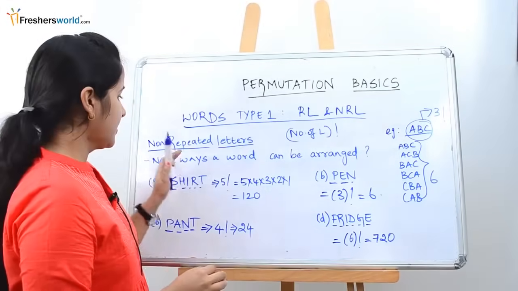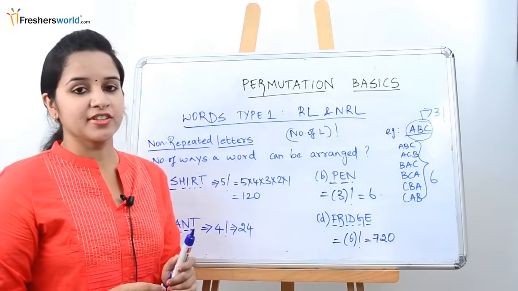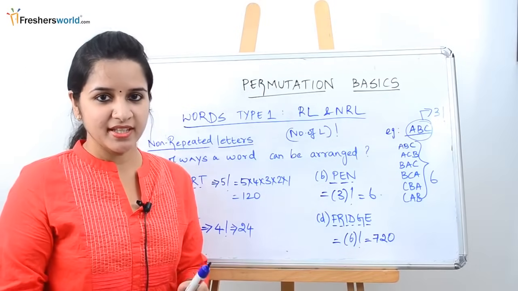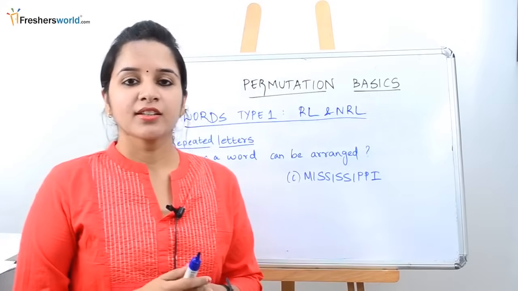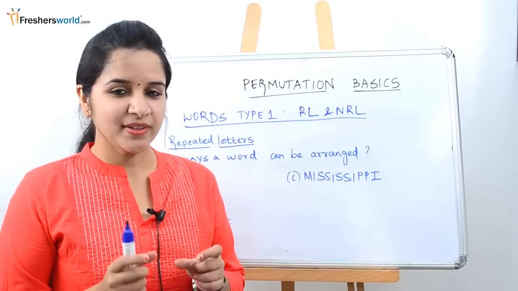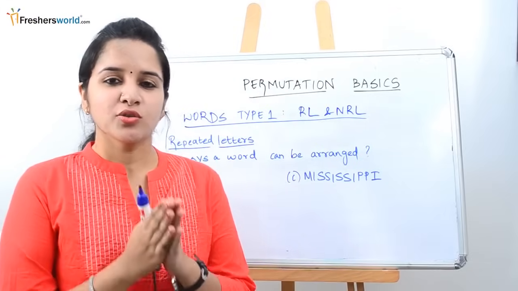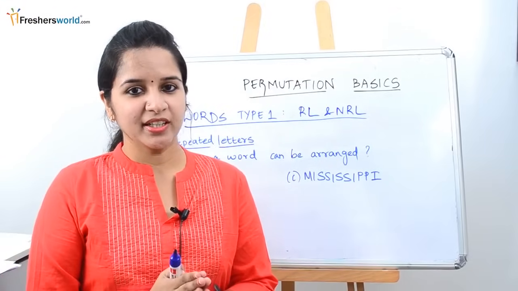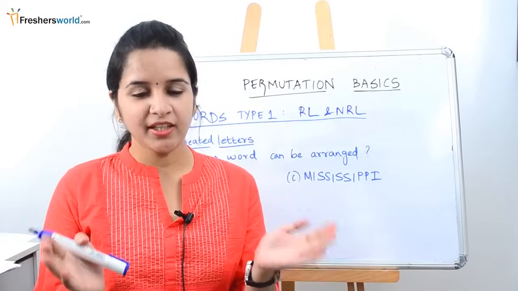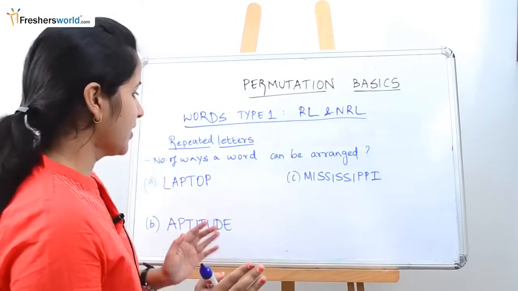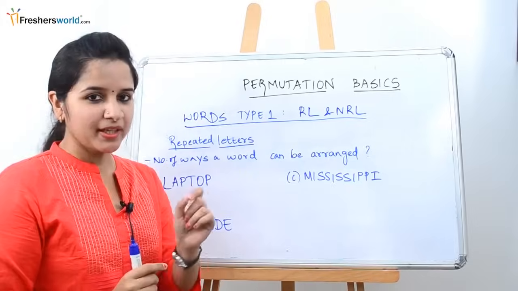So this is the way non-repeated letters can be arranged. The next type of sum we're going to see is with repeated letters. In the last concept we dealt with non-repeated letters. Now we are going to deal with repeated letters. What we did in non-repeated letters was take the number of letters in the word and the factorial of it. Similar thing we are going to do with a minor change.